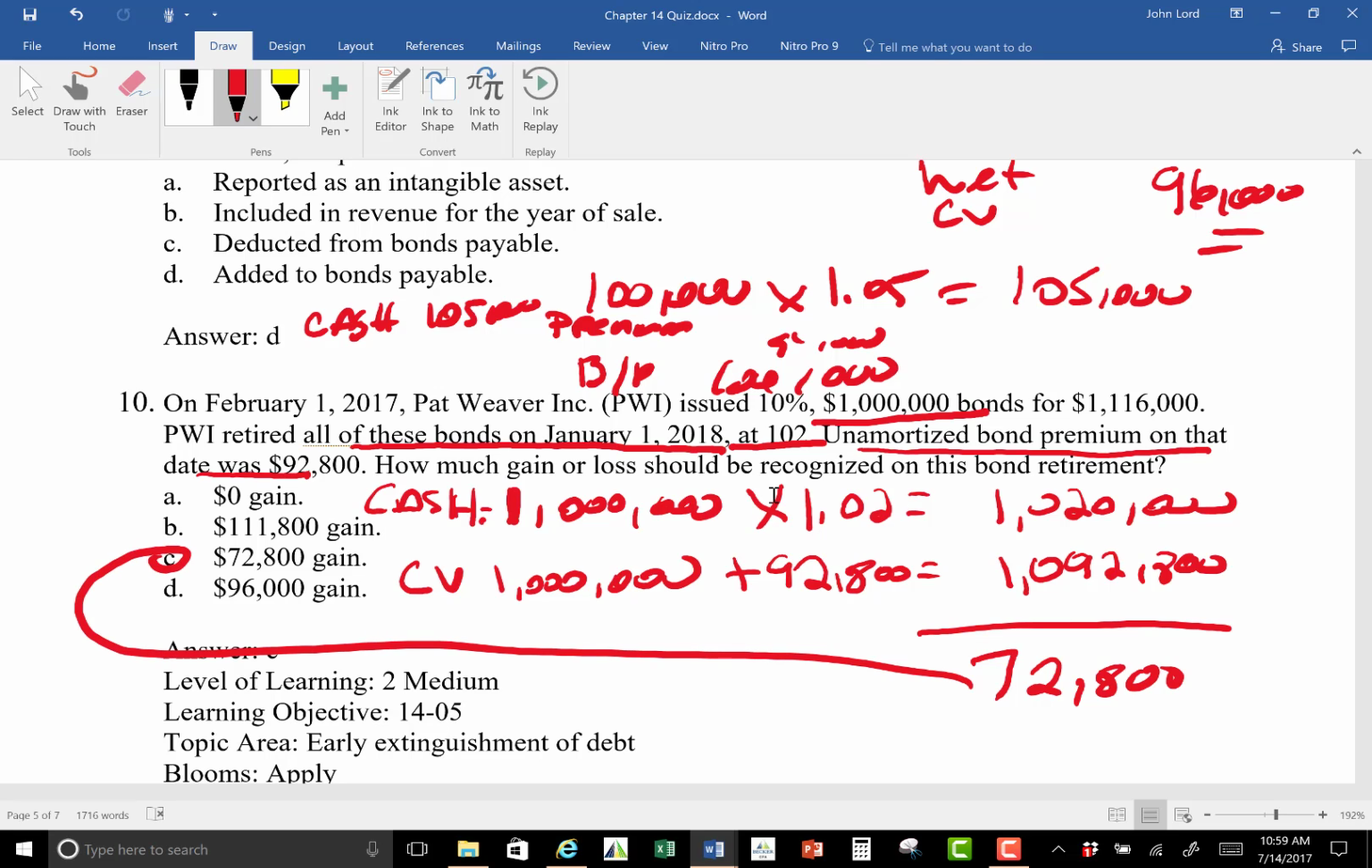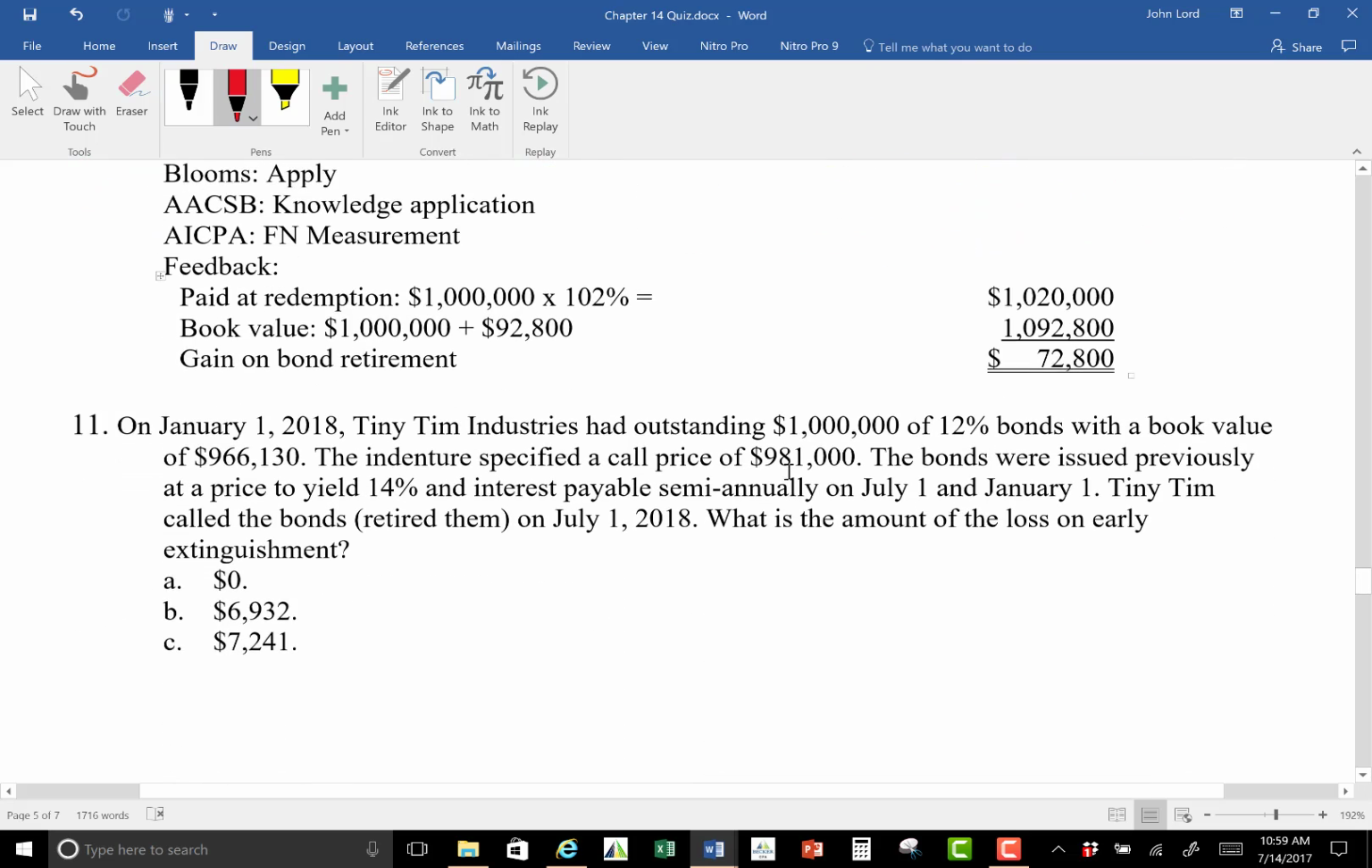Are we understanding the concept of why it's a gain? I would liken it to you have a mortgage, right? And the mortgage is 1,092,800. And the guy tells you, that's okay, just give me 1,020,000, we'll call it even. Well, that's a gain for you, isn't it? Okay, good. Now you come over and you take a look at number 11.